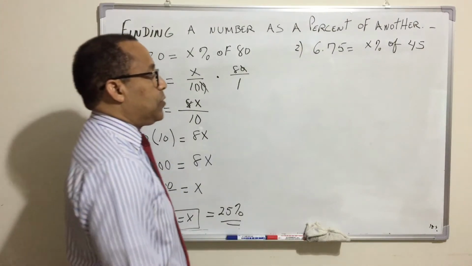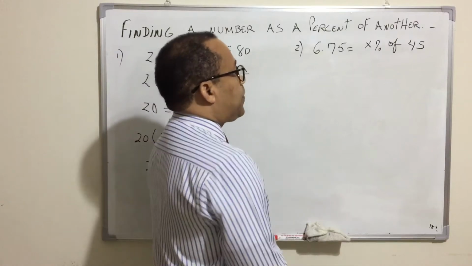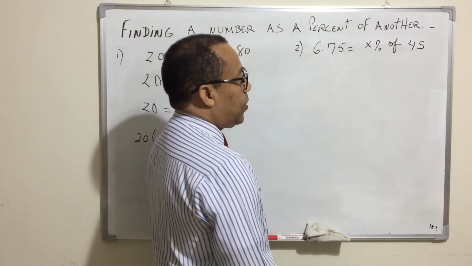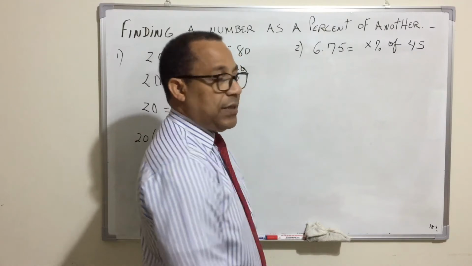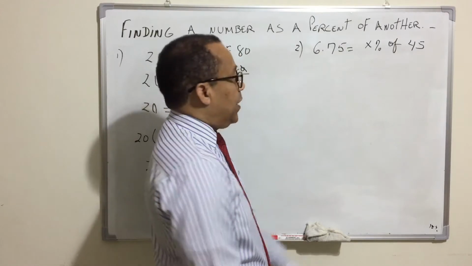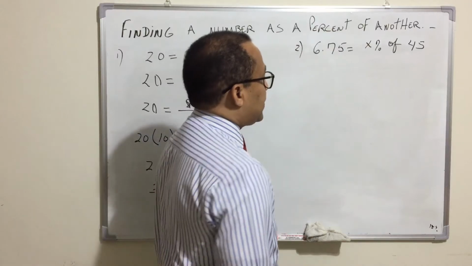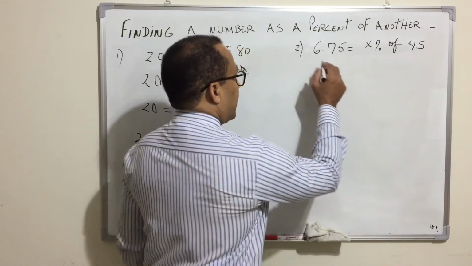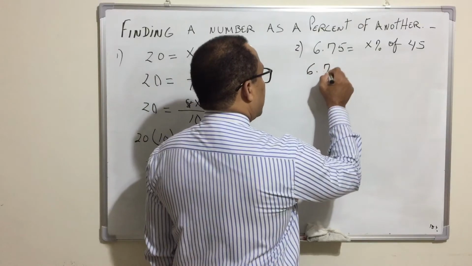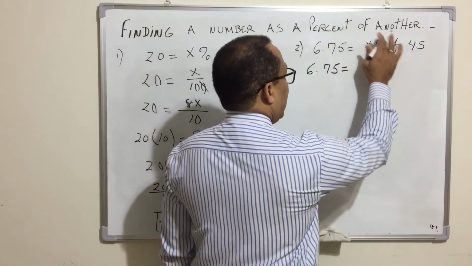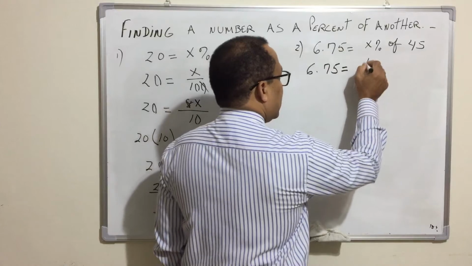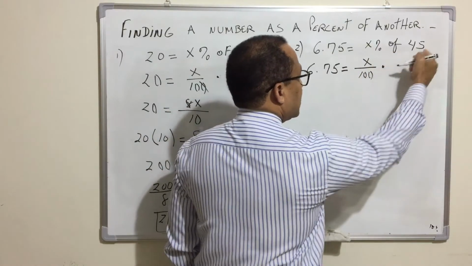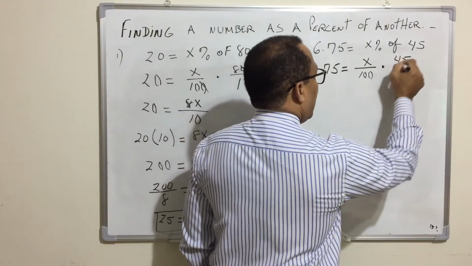Let's see example number 2. 6.75 equals X percent of 45. This is money we're talking about. $6.75 is what percent of $45? Again, 6.75 equals X percent, which means X over 100 of, which is times 45 over 1.